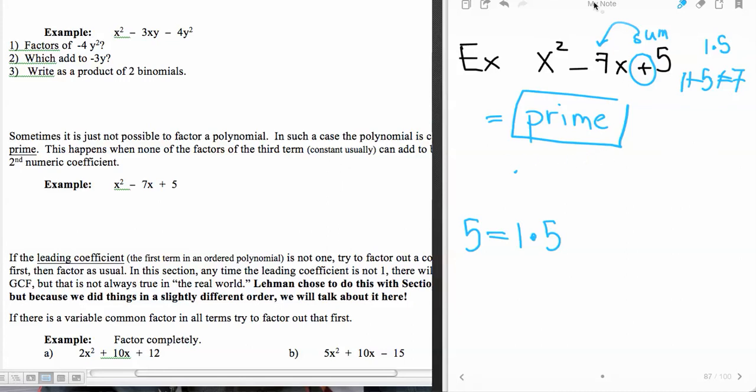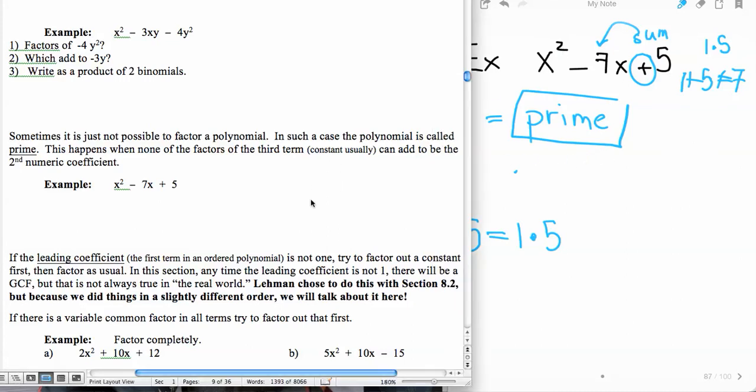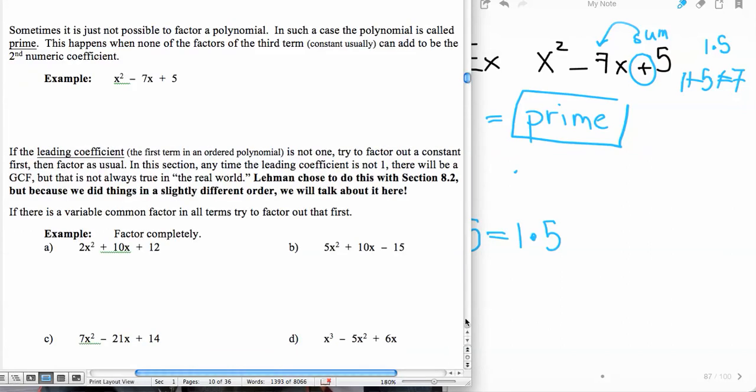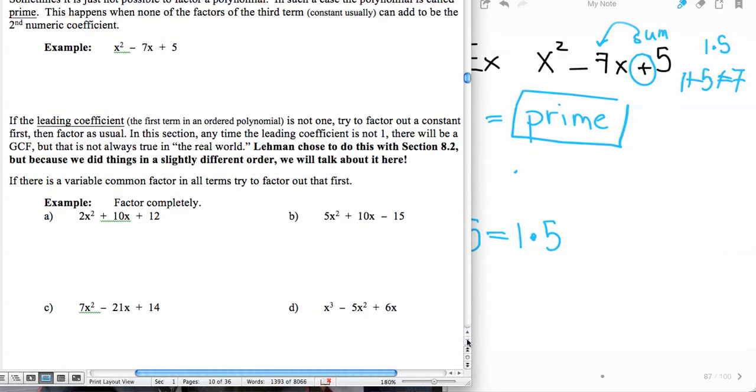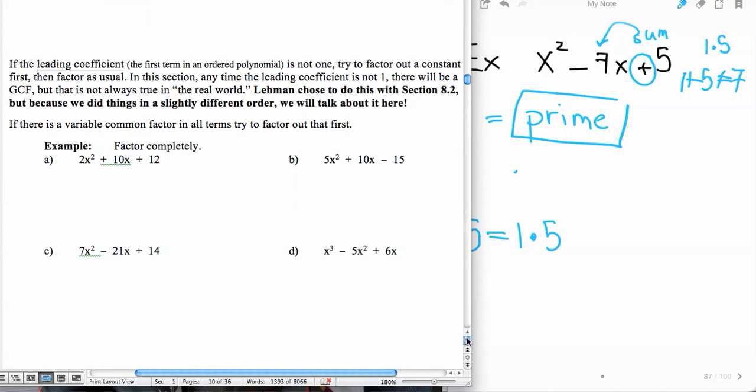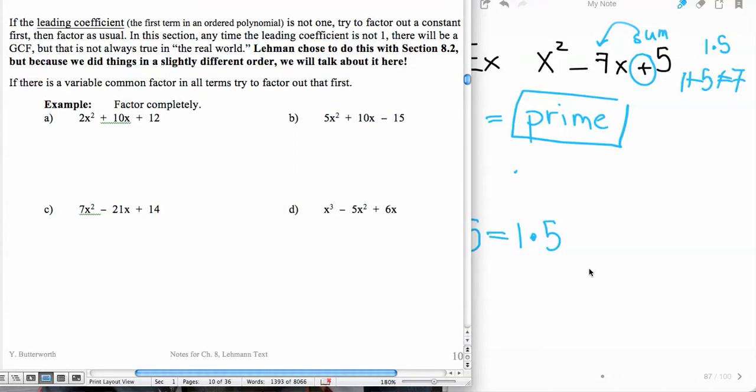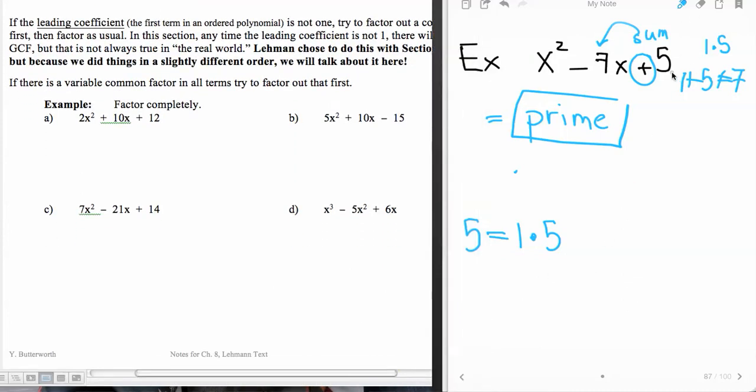All right, now the next section we're going to do is when we have a GCF as well as factoring a trinomial. And this, of course, Lehman covers in section 8.2, but I wanted to break down just the GCF and then apply it to factoring a trinomial. So we'll do that next.